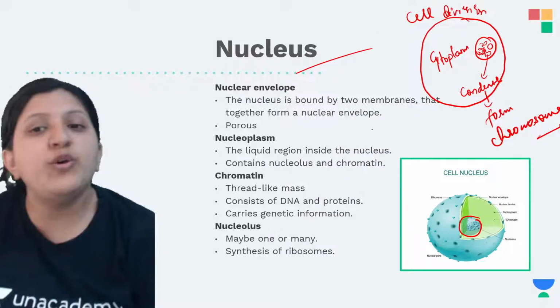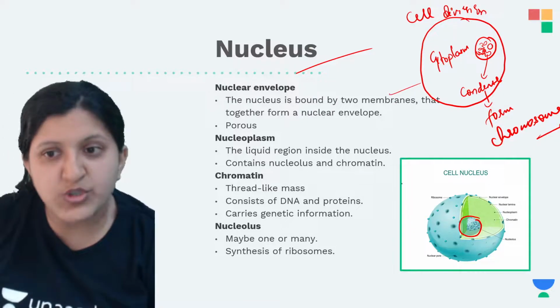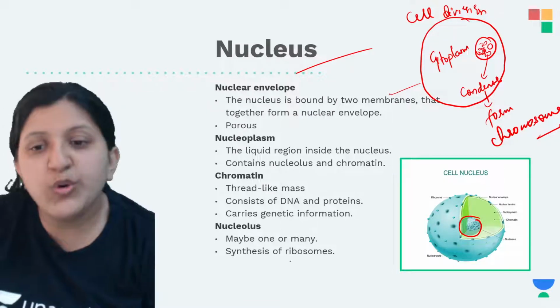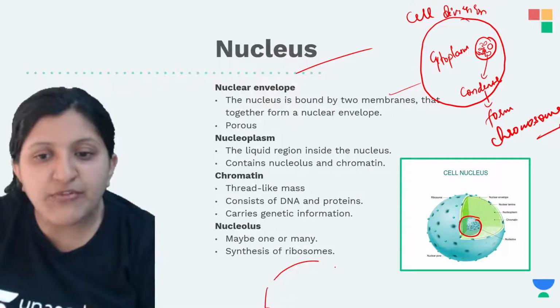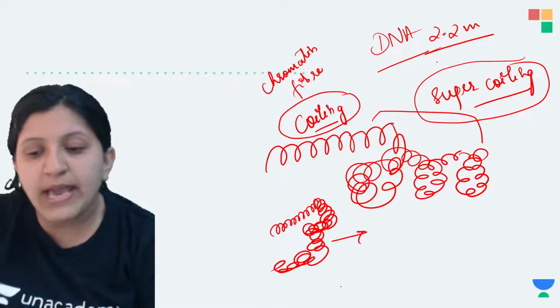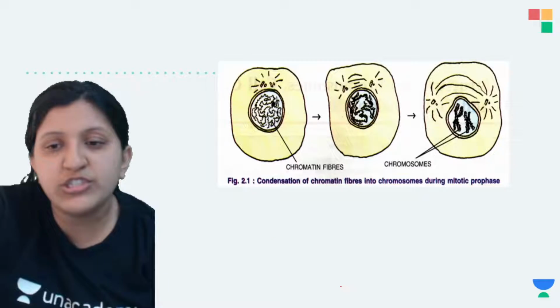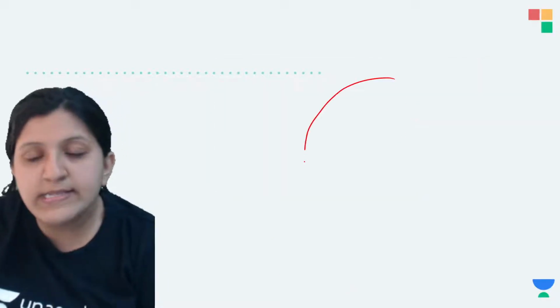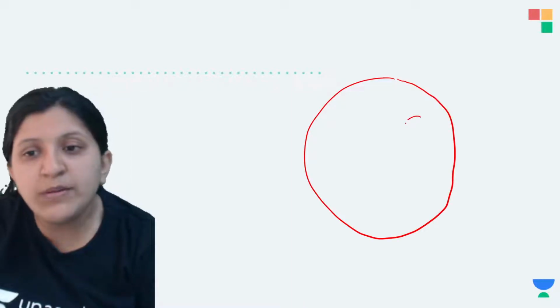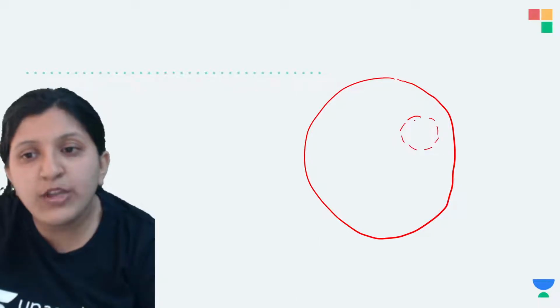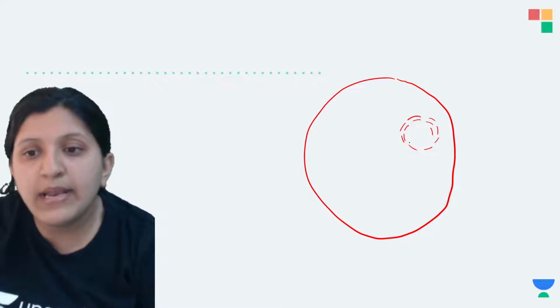Now the nucleus is bound by two membranes. When we mention the nucleus, there is an outer membrane. Let me just draw it here and explain. This one is the cell, and this is the outer membrane, and then you can find an inner membrane as well.